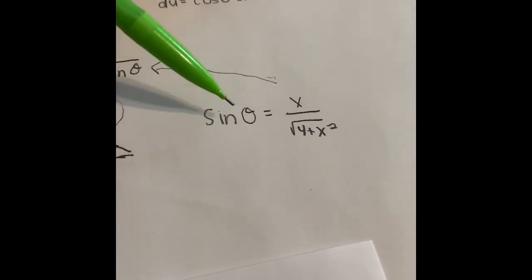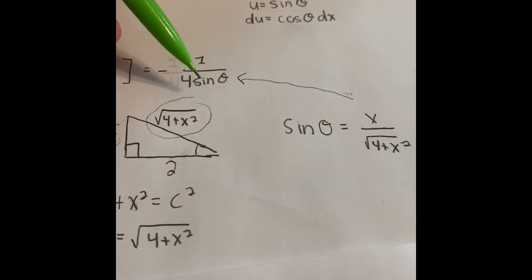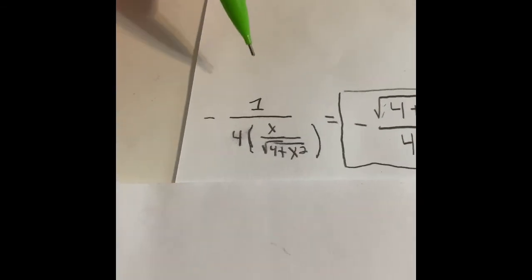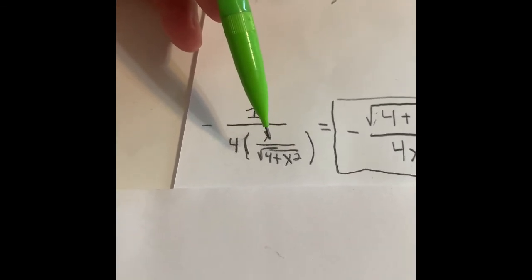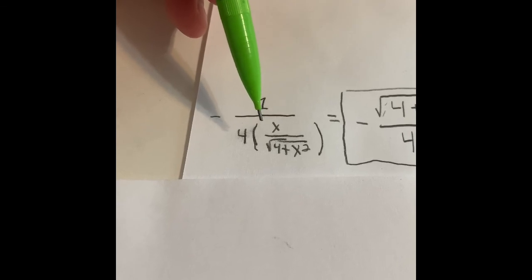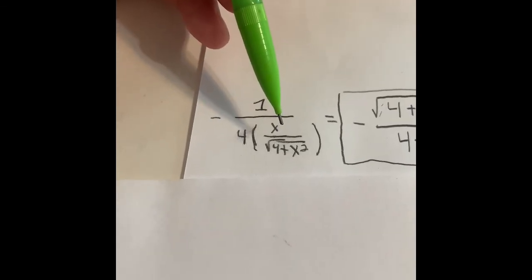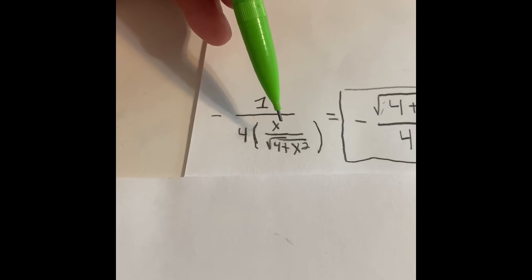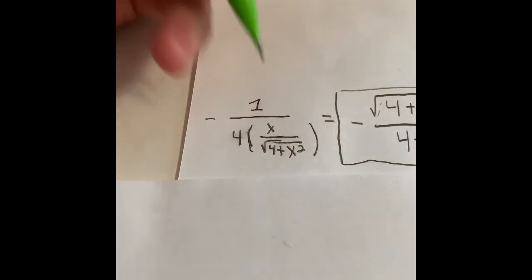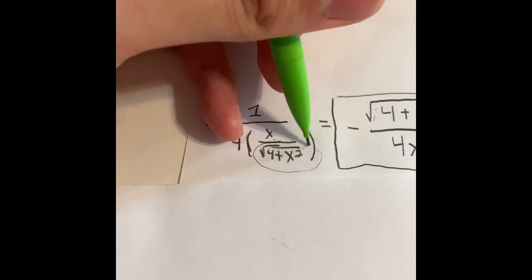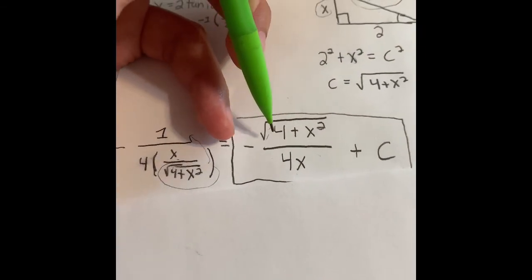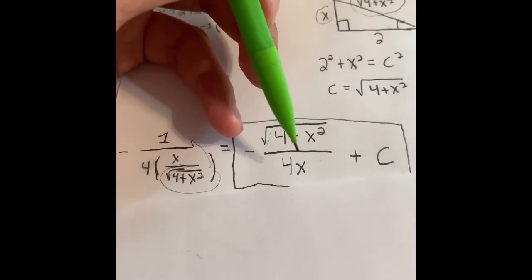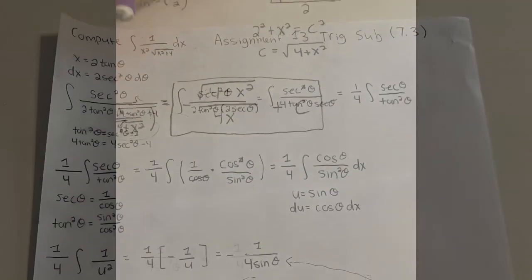Once you have sine theta, you plug that back into the equation. What you get is negative 1 over 4 times x over the square root of 4 plus x squared. Since we have a fraction in the denominator of a fraction, we take the denominator of that fraction and put it up top. So in the end, we get negative square root of 4 plus x squared over 4x plus C, and that is your final answer.